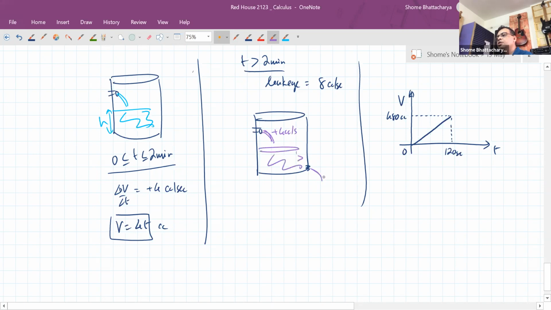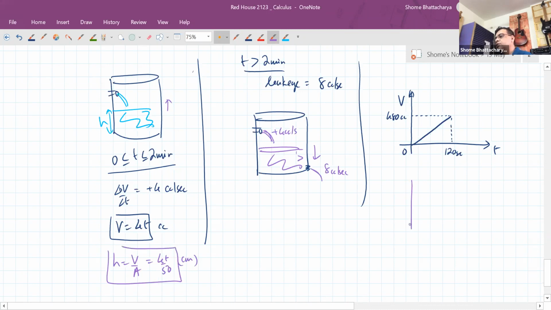So what will be happening now? The leakage is at a larger rate. The leakage is at 8 cc per second. So the leakage is dominating over the inlet. So the level of water will now start decreasing, whereas here the level of water was increasing. So we saw that the height was equal to volume divided by area. So that was as a function of time.